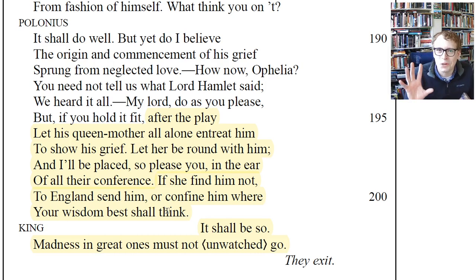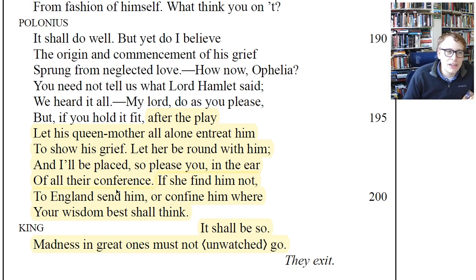Polonius says, wait, let's do one more spy mission, right? One more. And remember, there's a play. That's going to be the stuff of Act 3, Scene 2. And Polonius says, after the play, "let his queen mother all alone entreat him to show his grief. Let her be round with him, and I'll be placed, so please you, in the ear of all their conference." So after the play tonight, set it up so that they go and talk together. I'm going to hide out and listen one more time. So we spied on him and Ophelia, his girlfriend, ex-girlfriend, depending on where we think that's at right now. And now let's spy on a conversation between him and Gertrude, between Hamlet and his mother.